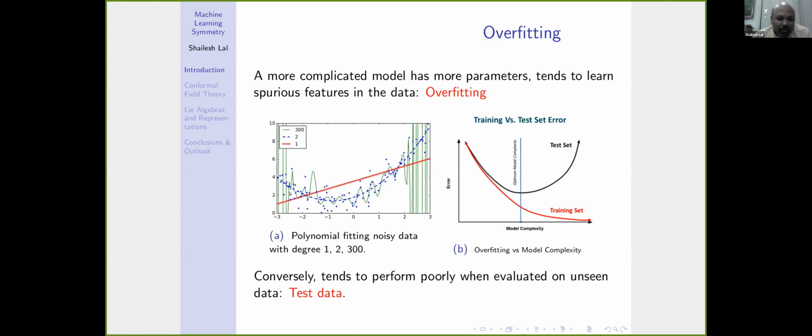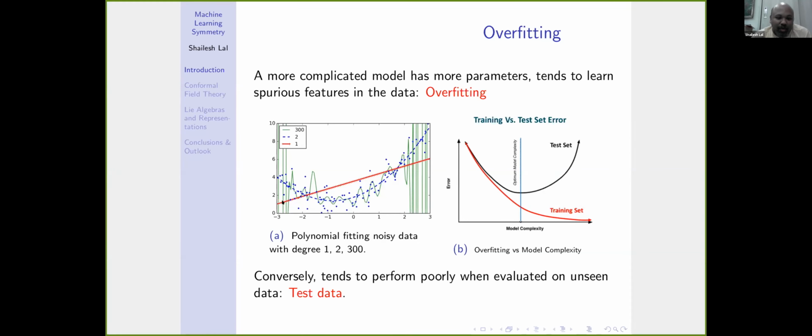This is polynomial fitting of some noisy data with different polynomials. This is a linear fit, this is a quadratic fit, and this is a polynomial of order 300. Of course, you can see that a polynomial of order 300 has enough degrees of freedom to chase as many data points as it likes and fit as close as it likes to them. But I don't think anyone who looks at this curve would consider this to be a good solution to this regression problem.